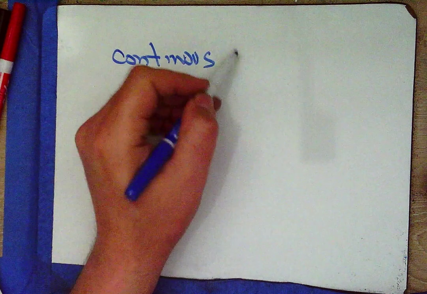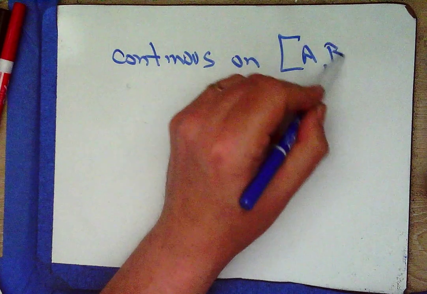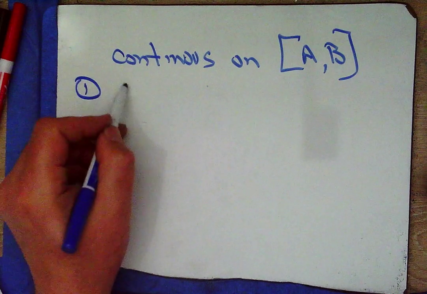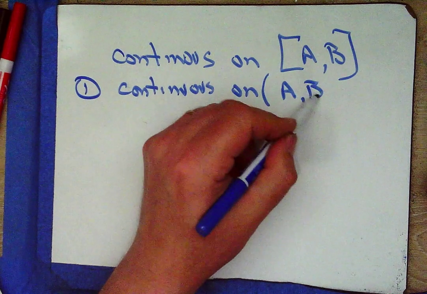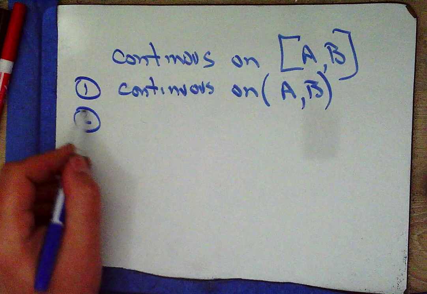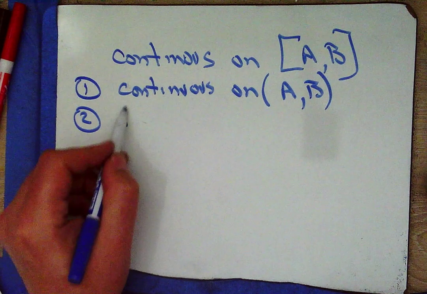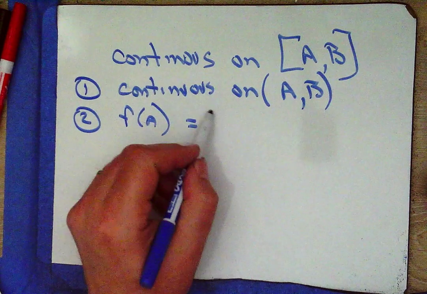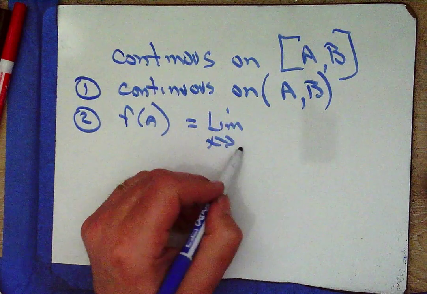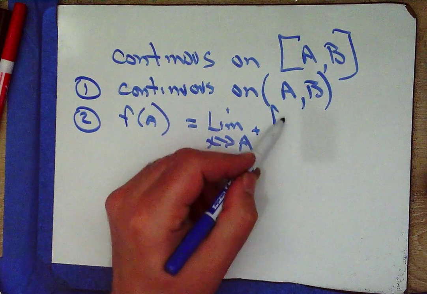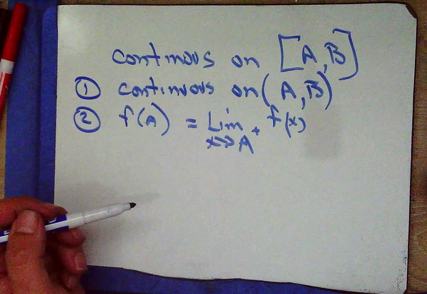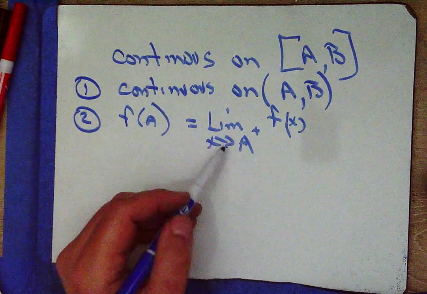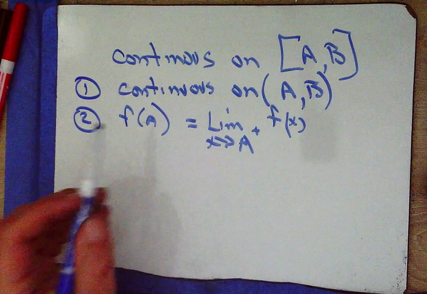Okay, so continuous on A to B. 3 requirements. 1, continuous on the open interval from A to B. And we'll do that by observation. 2, we want that f of a equals the limit as x approaches a from the positive side of the function. Since a is the left endpoint, we can't come from the negative point. So we're actually going to define it this way. Only coming from one direction equals the value of the point.